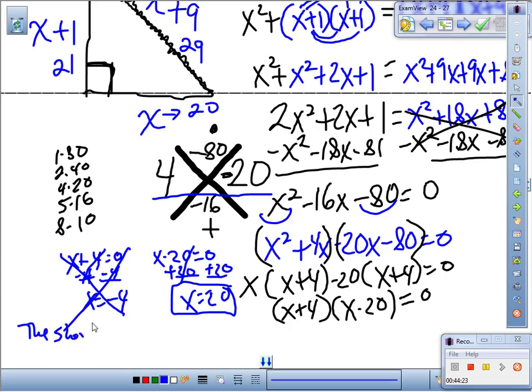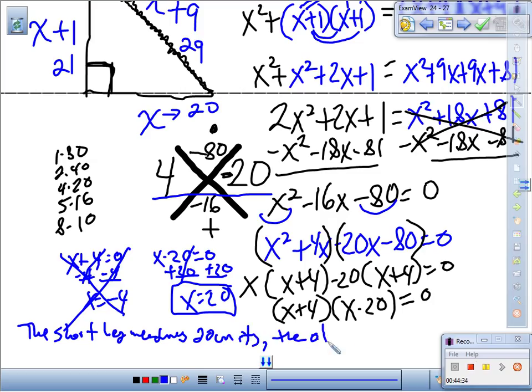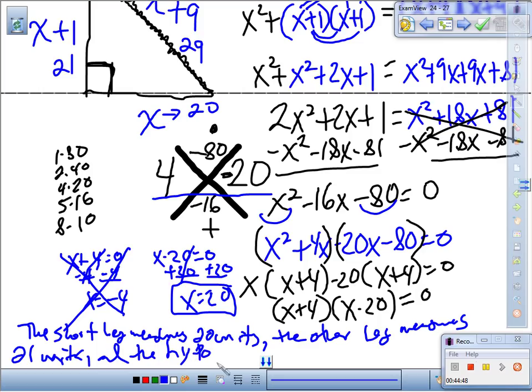The short leg measures 20 units. The other leg measures 21 units. And the hypotenuse measures 29 units.